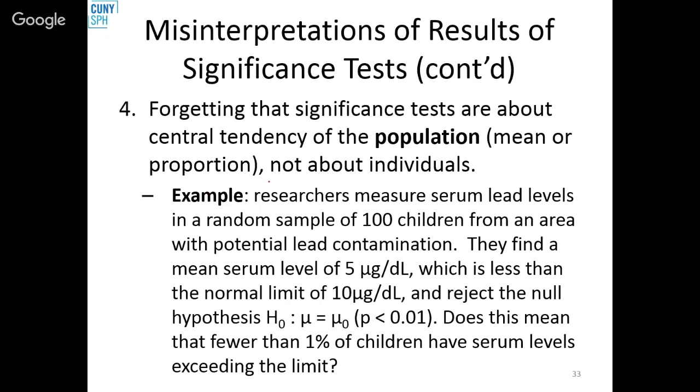For example, researchers measure serum lead levels on a random sample of 100 children from an area with potential lead contamination. They find a mean serum level of 5 micrograms per deciliter, which is less than the normal limit of 10 micrograms per deciliter, and they reject the null hypothesis with a p-value of less than 0.01. Does this mean that fewer than 1% of children have serum levels exceeding the limit?